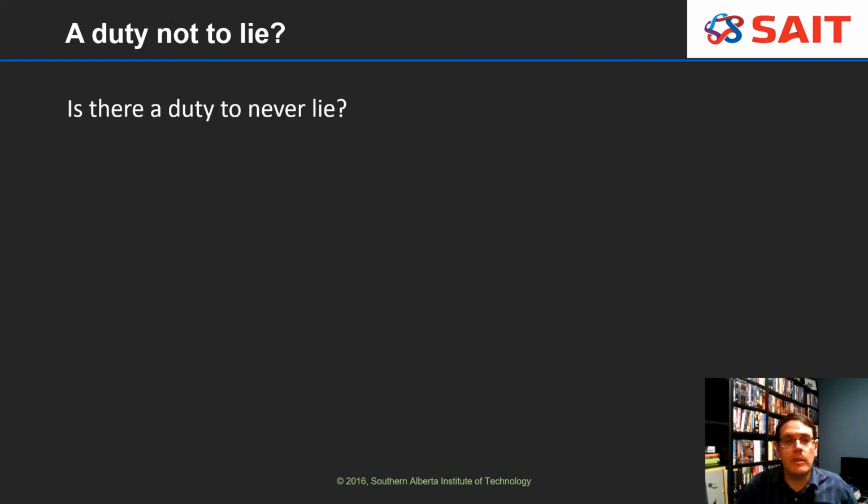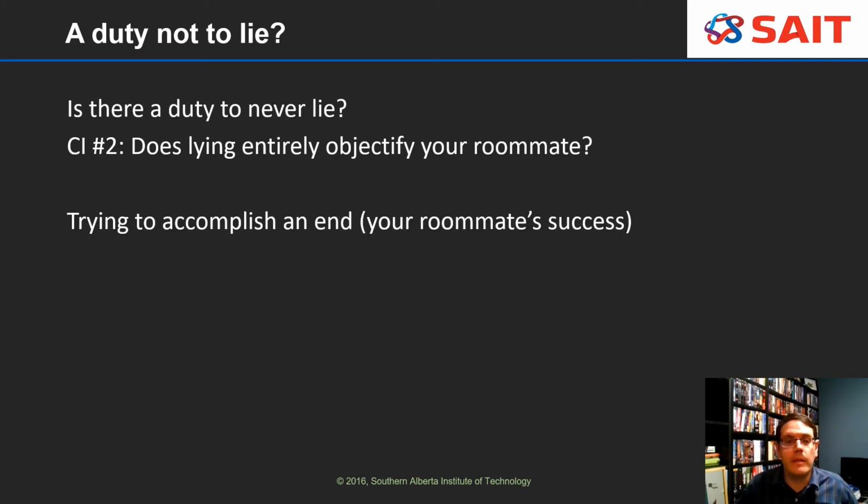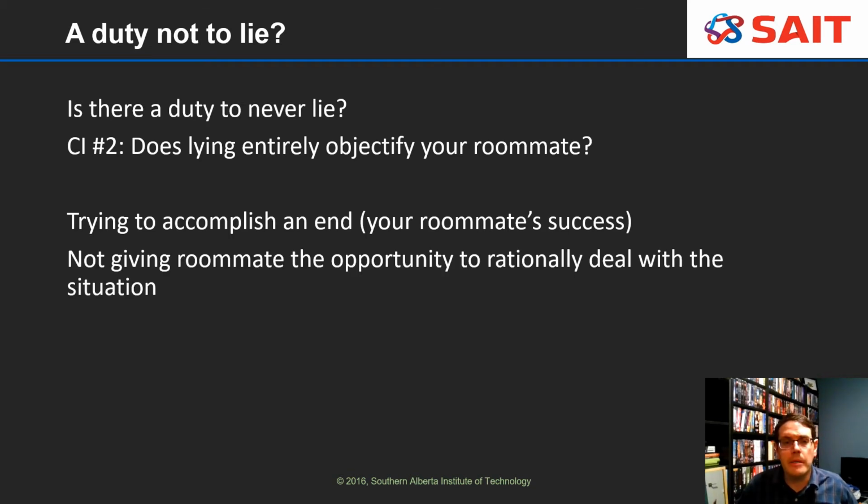To be thorough, let's look at it now using the second categorical imperative. Does lying entirely objectify your roommate? In this case, you're trying to accomplish an end, which is your roommate's success. That may seem like a nice thing to do, but you're not giving your roommate the opportunity to rationally deal with the situation. You're hiding reality from them by lying.